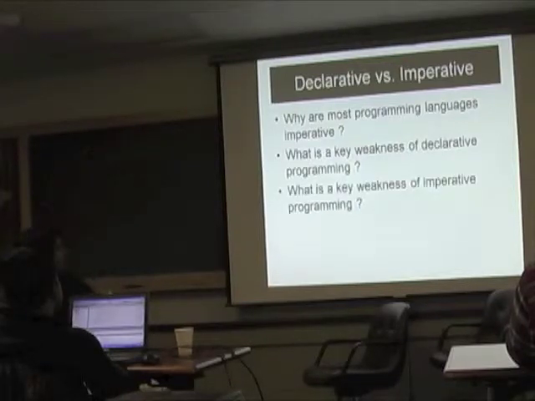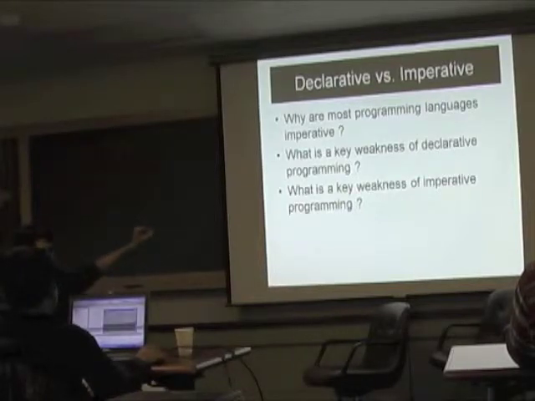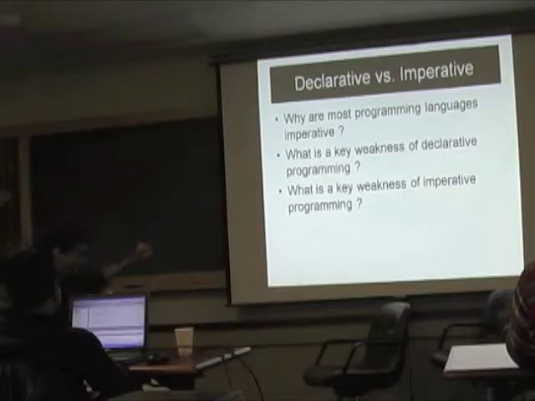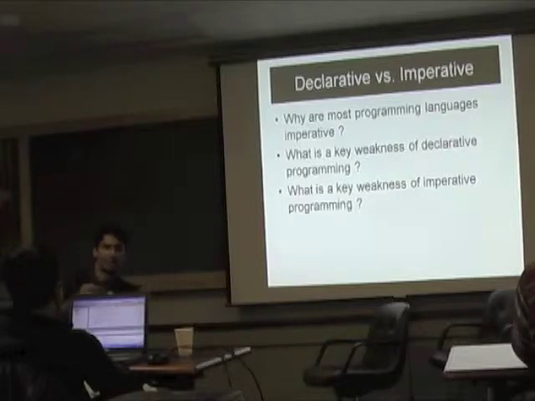This brings me to what's the key weakness of the imperative model. You have to tell everything. Exactly. So you can see that these two are sort of a complement to each other. One forces you to say everything that needs to be done, the other one doesn't give you that. So basically the idea is that when you want to take control, you do it imperatively, and when you don't, you do it declaratively. So it's a natural fit.